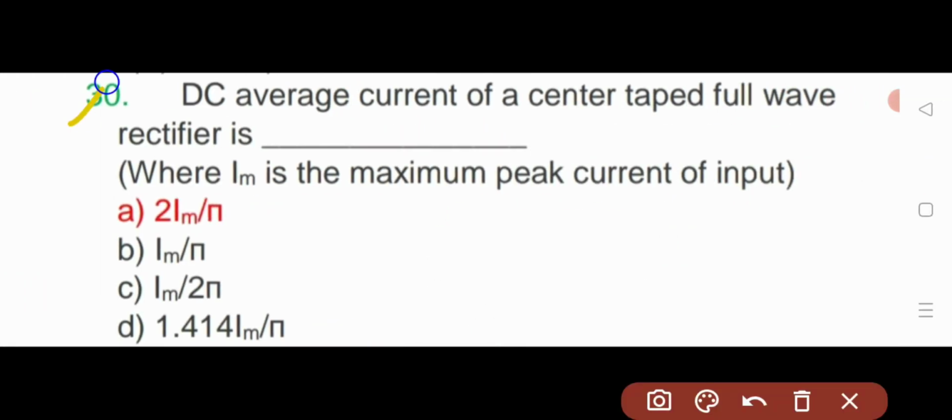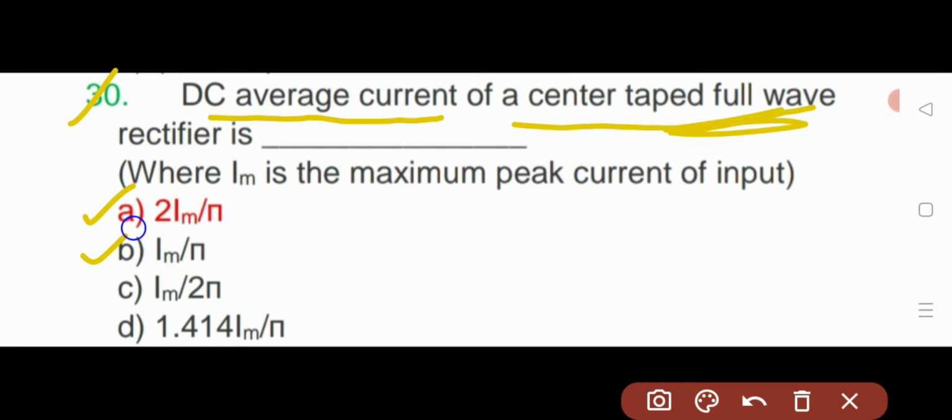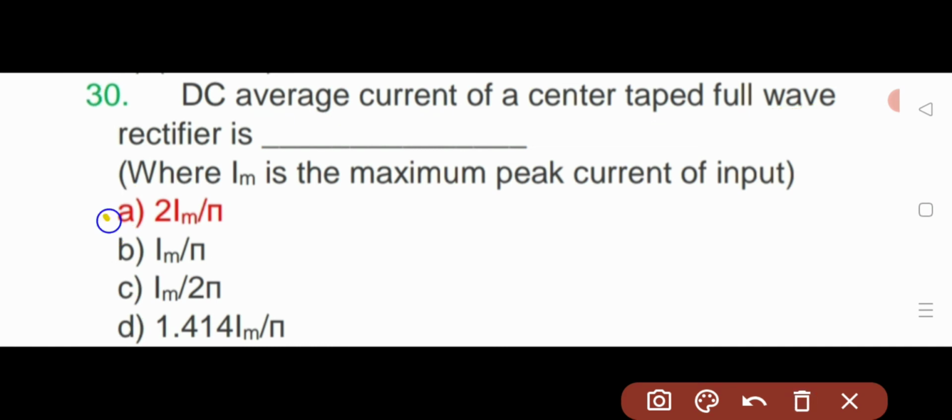Question number 30. DC average current of center tap full wave rectifier is option A 2 IM by pi, option B IM by pi, C IM by 2 pi, option D 1.414 IM by pi. Then the answer is 2 IM by pi.